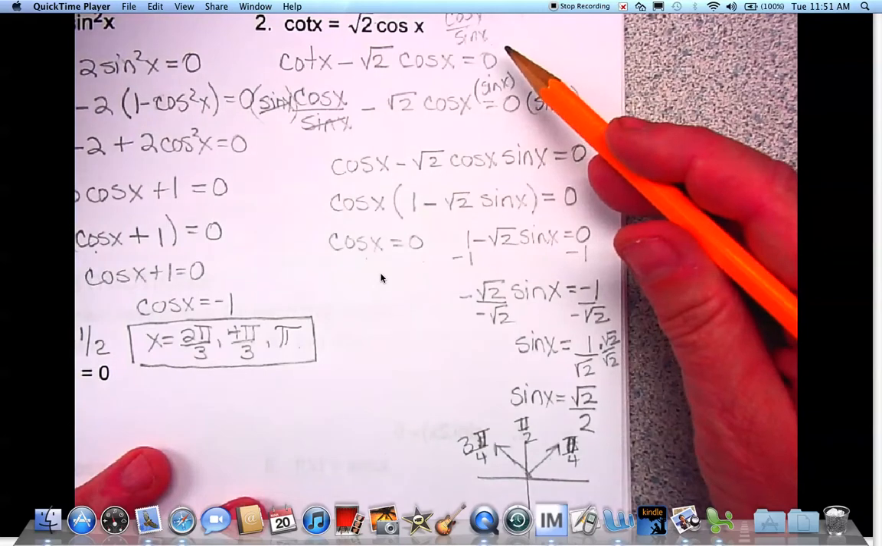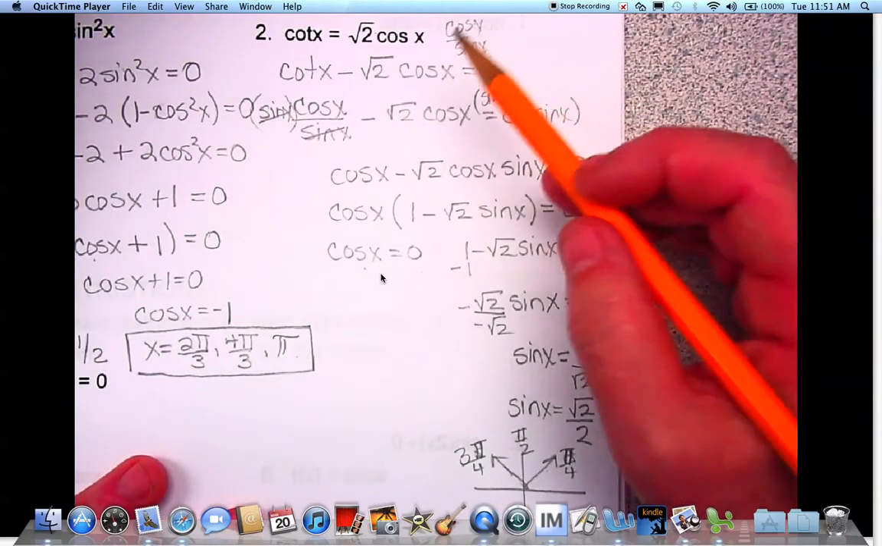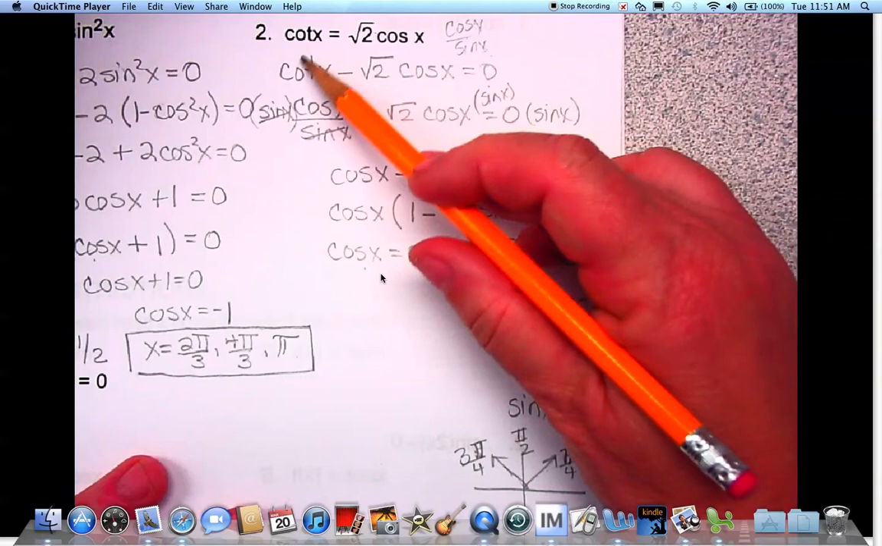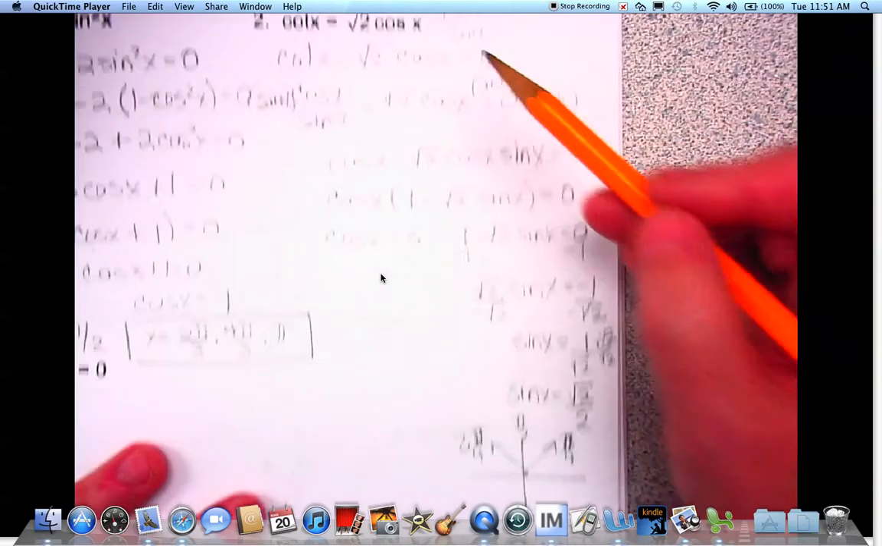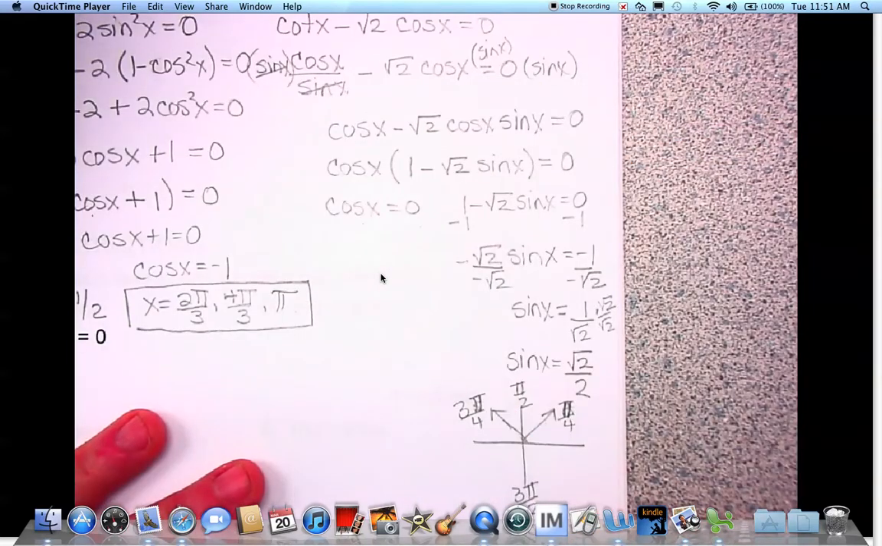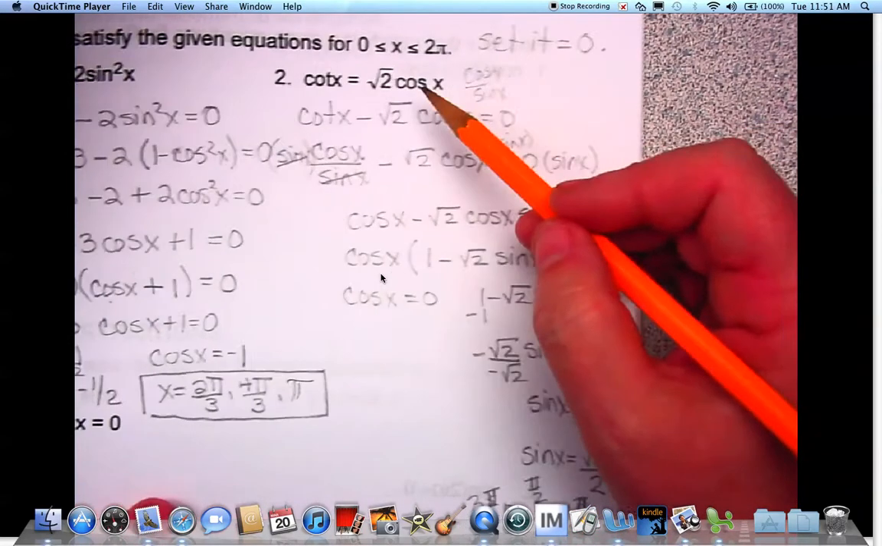Okay? That's when you have to be careful, if you get a 0 on the bottom somewhere. And you only have to worry about the quadrantals. We don't have to worry about these at all. Just the quadrantals. You have to check and make sure they're okay when you plug them back in.